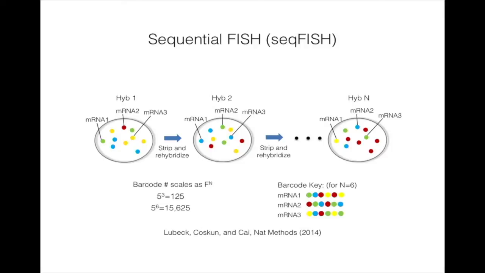And I remember the first time I talked about this at the first Allen meeting in San Diego. I think I showed the preliminary results back in 2014 of only 12 genes. I'm going to show you that actually now this number is entirely doable.